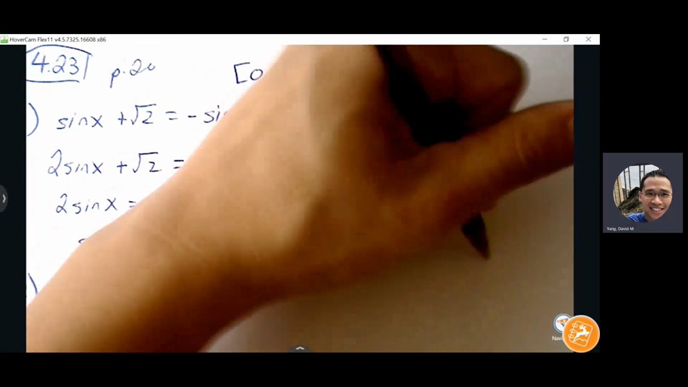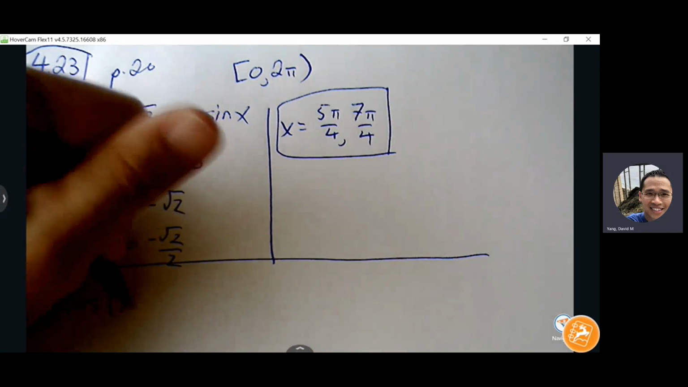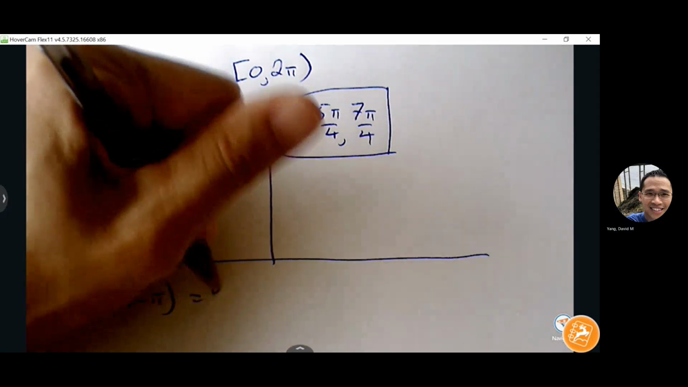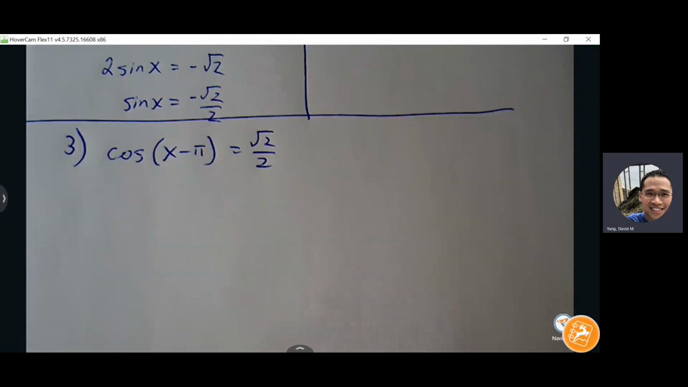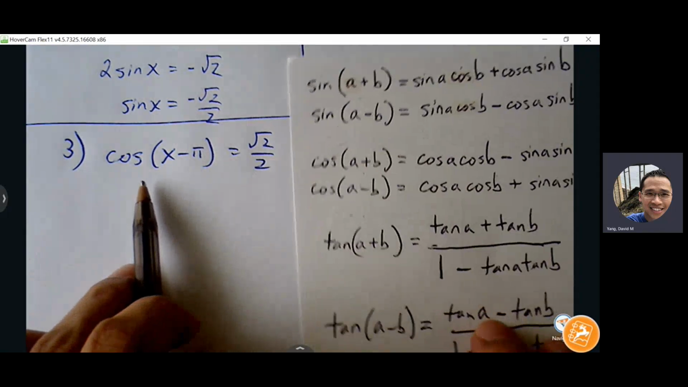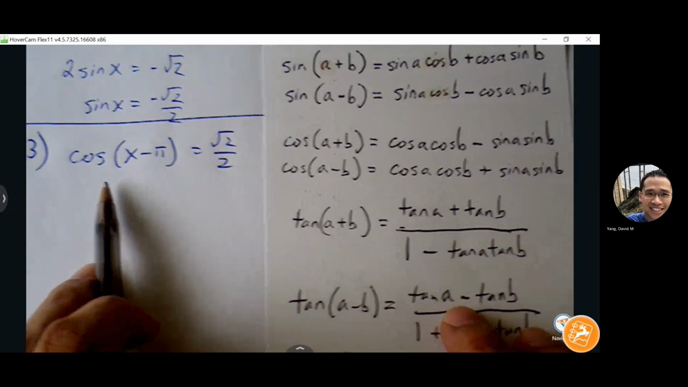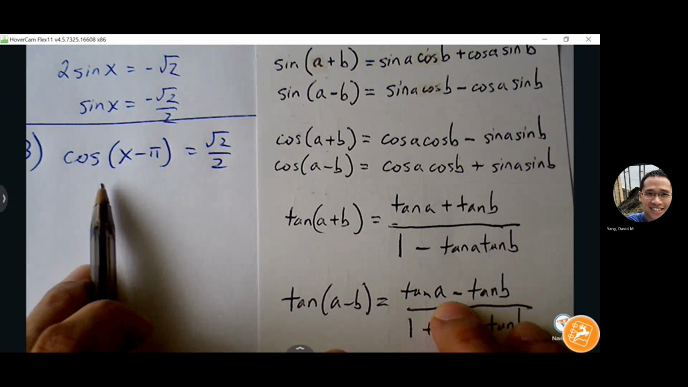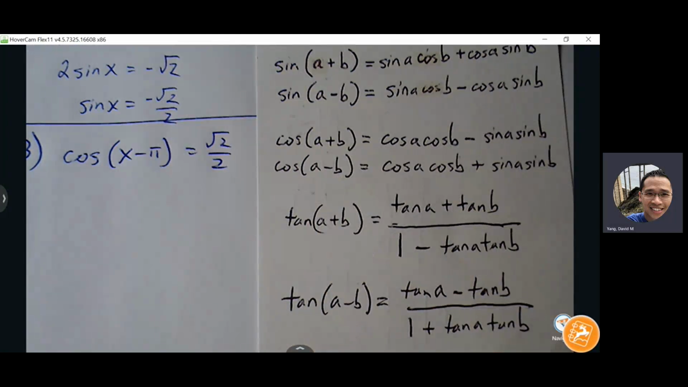Okay, number 3, this is where we're going to have to rely on one of our identities here. Cosine of x minus pi equals √2 over 2. Hopefully we can recognize this as a sum and difference identity and pick that off of our formula sheet and apply it. So I'm going to use the cosine A minus B, right? Okay, try that.